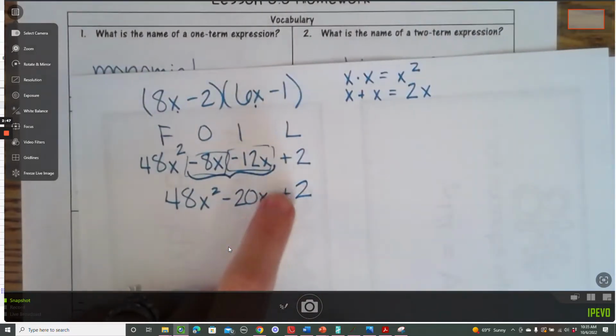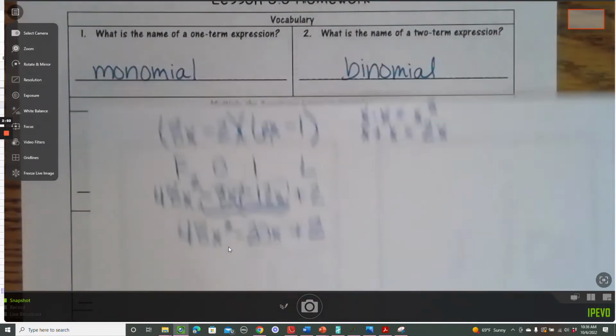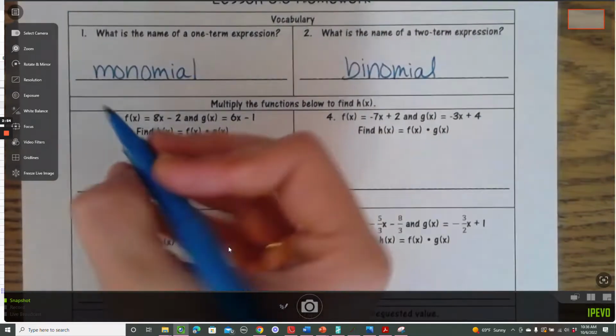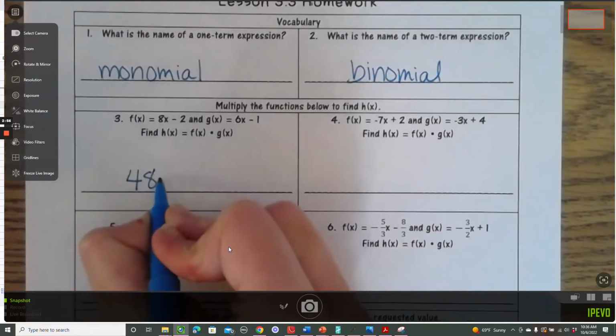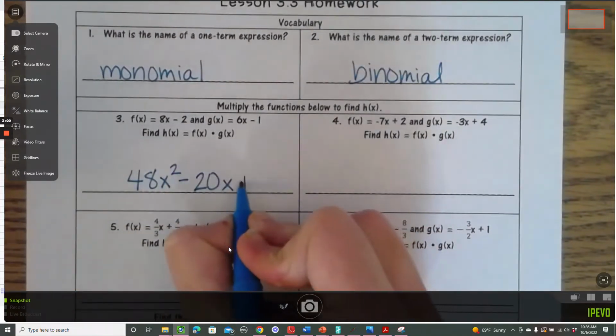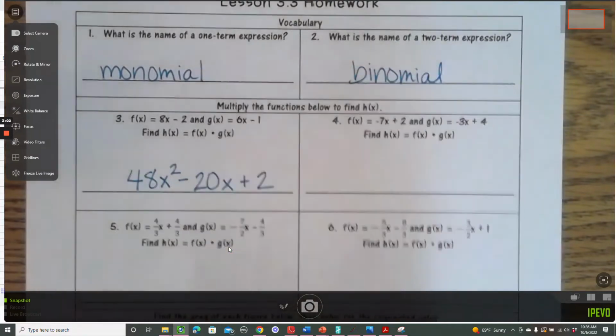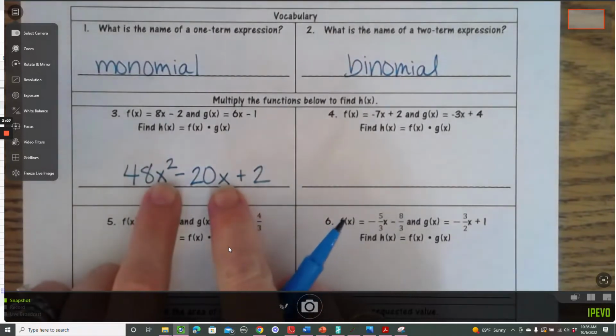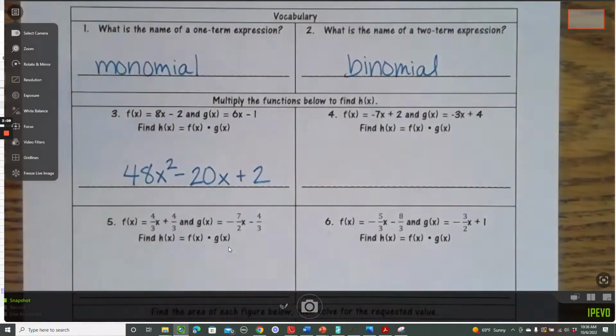Is that a linear function anymore? With adding and subtracting, I get a linear function back out. Wait, how do you know that's your answer if you still have two x's? Because this is an x squared and that's an x. They have to have not only the same letter, but the same exponent. Good question.